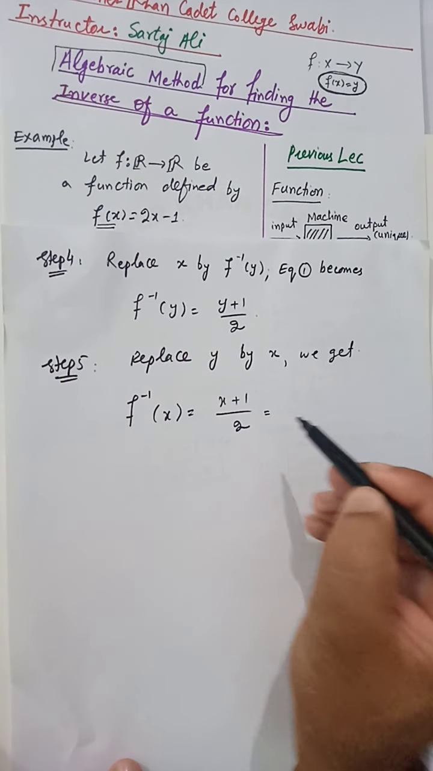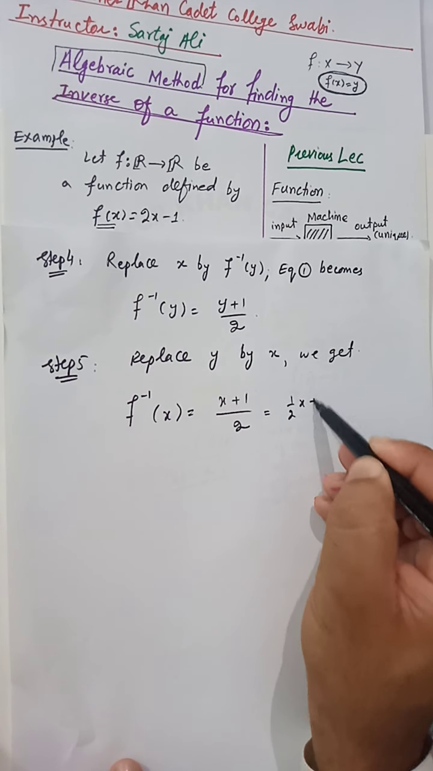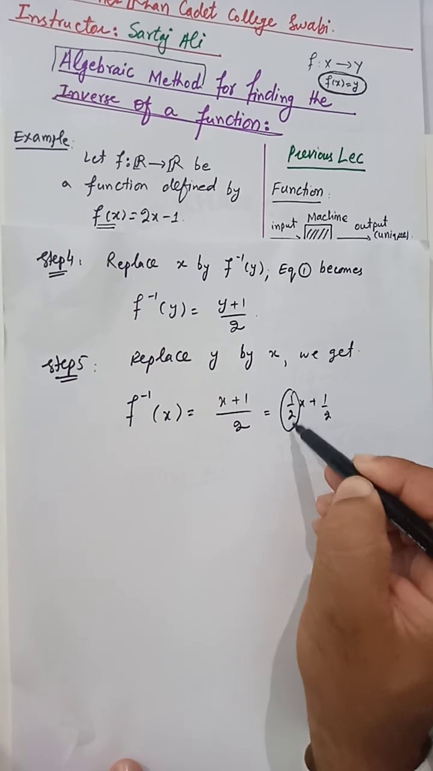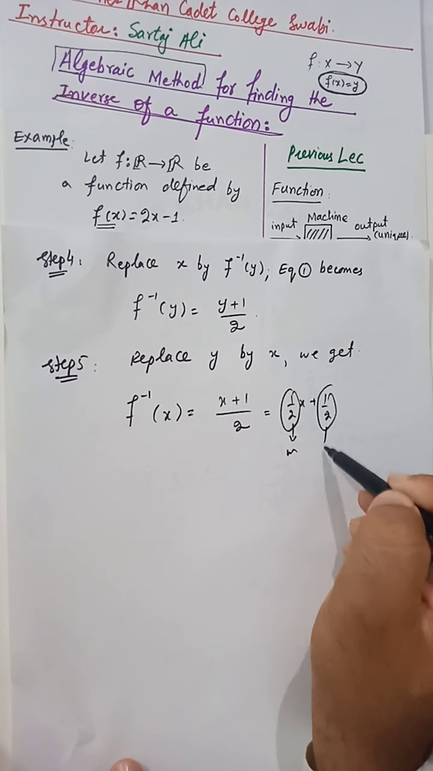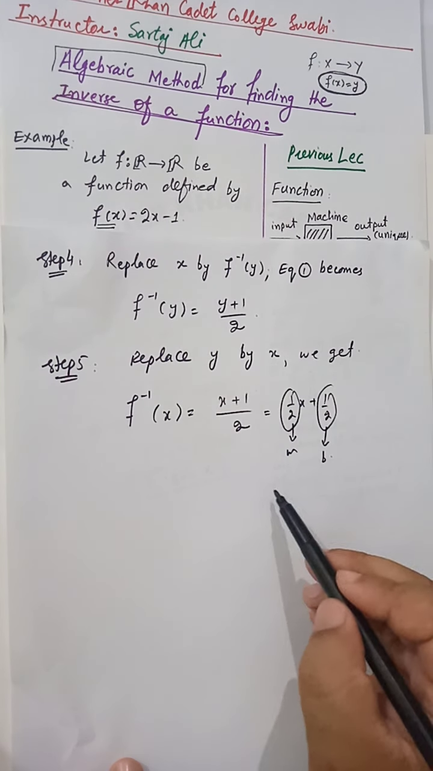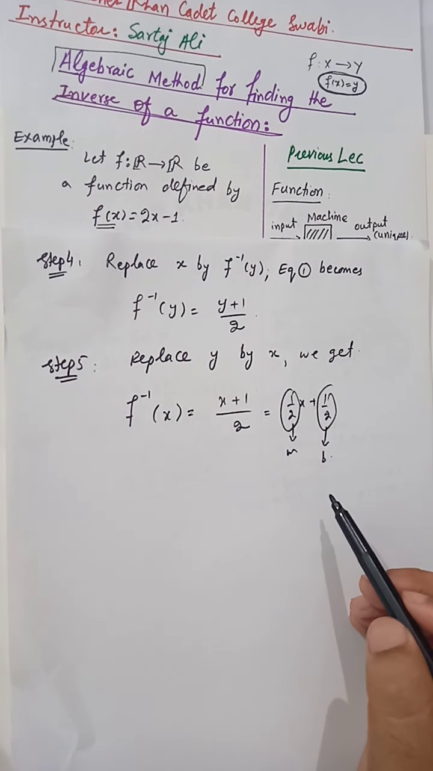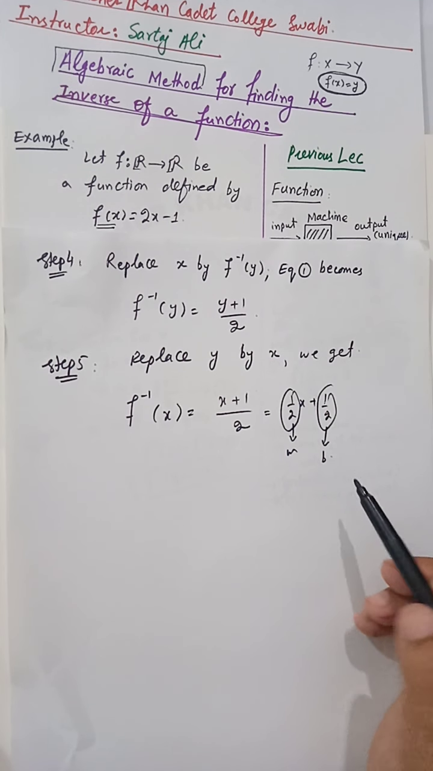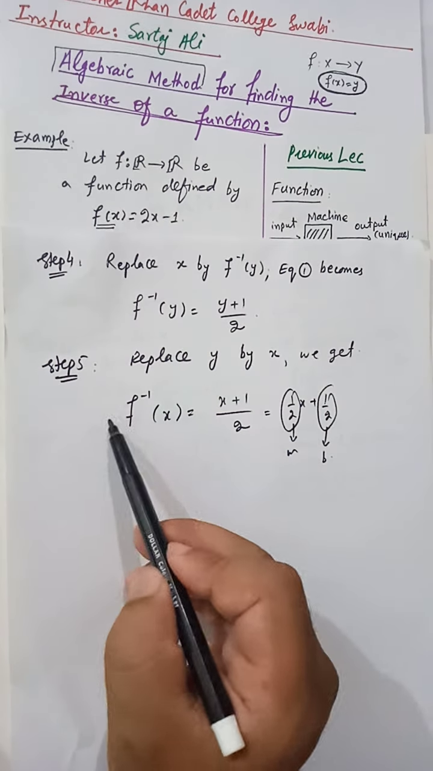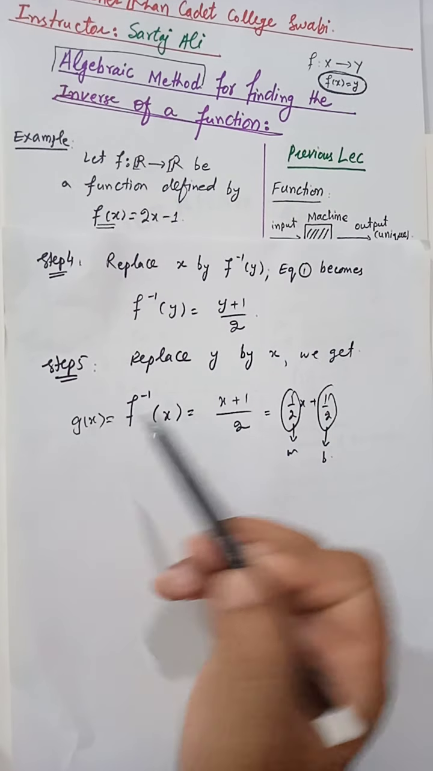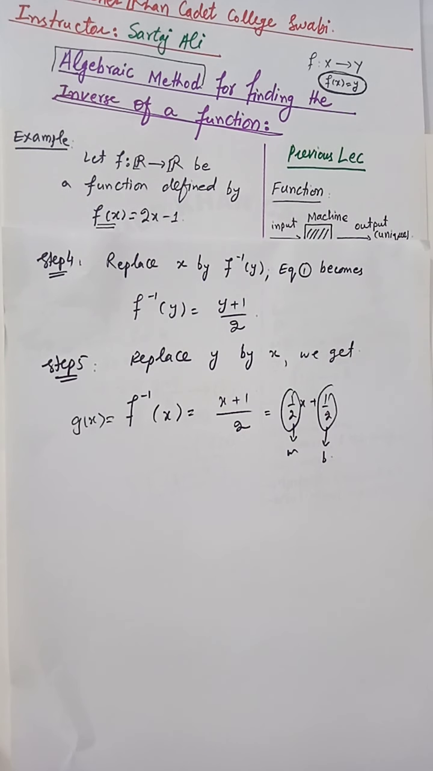You may write it like this: 1 divided by 2 times x plus 1 divided by 2. This is the value of m and this is the value of b, because in general form you write the linear function as mx plus b. So f inverse of x can be denoted by g of x. It's your choice, but f raised to minus 1 is the notation for the inverse of a function.